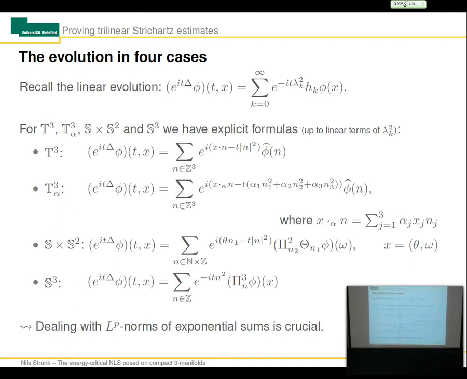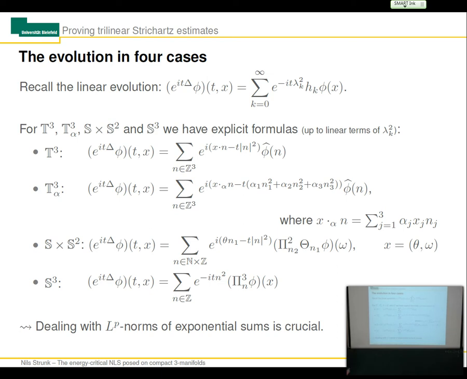And on S3, we have the same. We have the projector on spherical harmonics of degree n in 3 dimensions this time. And since we have no torus component at all, we don't have this kind of factor here. We only have the time in the exponential function. So there's a lot in common, but it's not exactly the same, right?